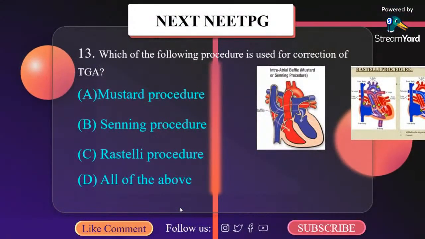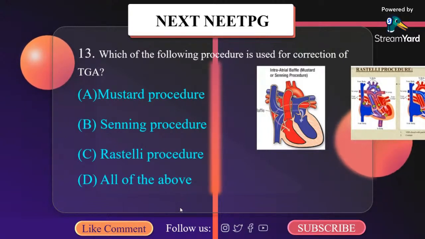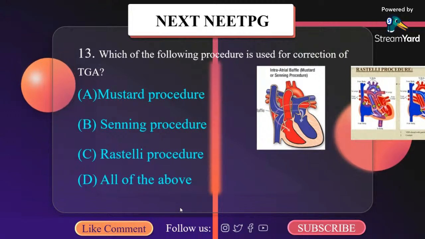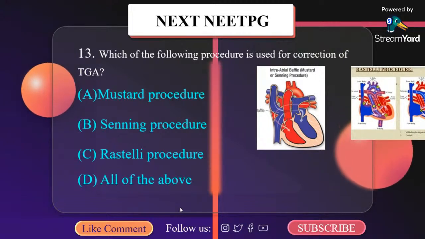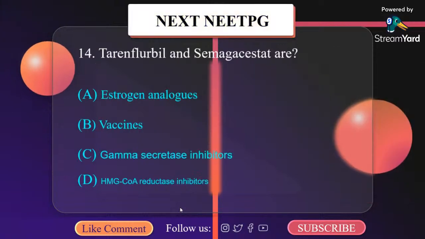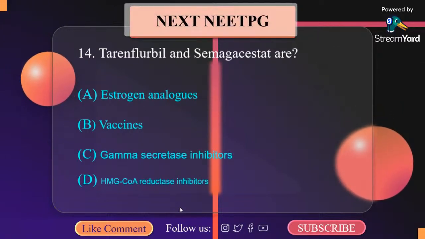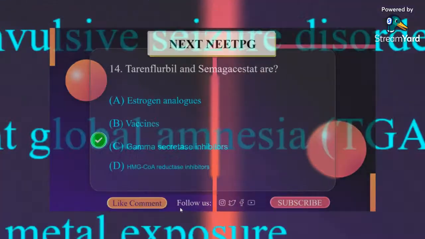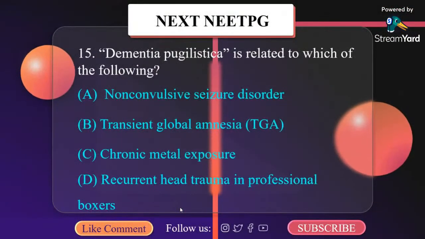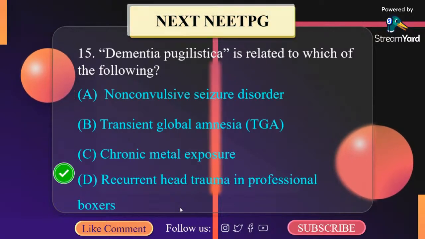Which of the following procedure is used for correction of TGA? Mustard procedure, Rastelli procedure, Senning procedure. This is corrected by all the three: Mustard, Senning, and Rastelli procedure. All of the above. Tarenflurbil and semagacestat are the gamma secretase inhibitors. Dementia pugilistica is related to which of the following? It is recurrent head trauma in professional boxers.